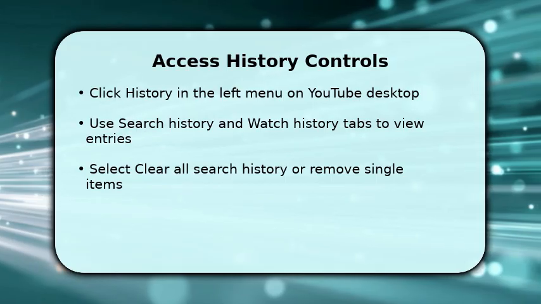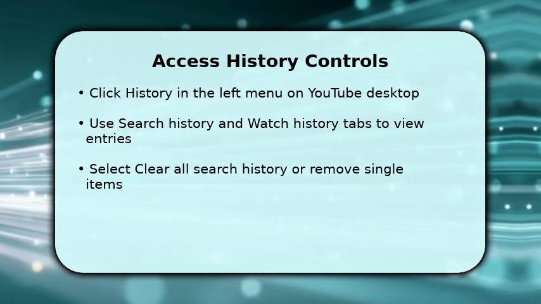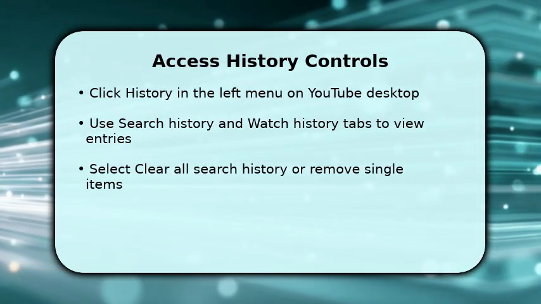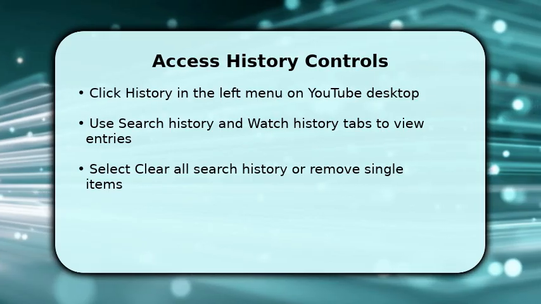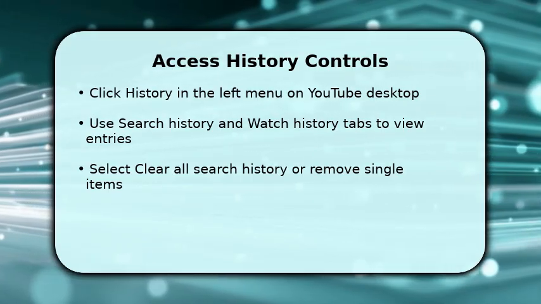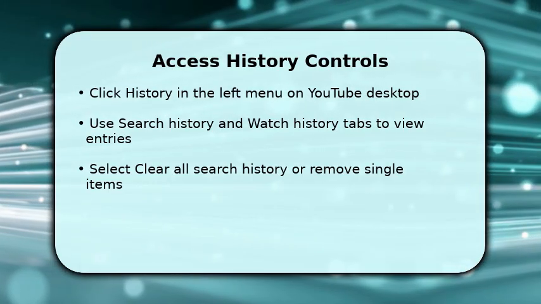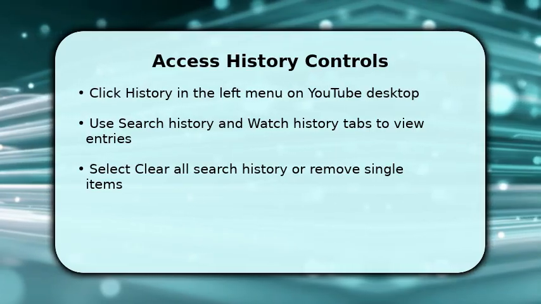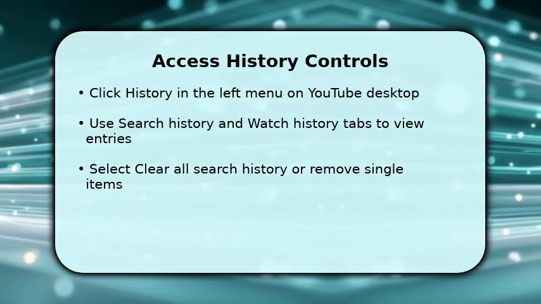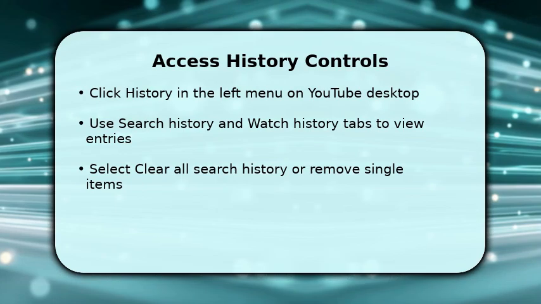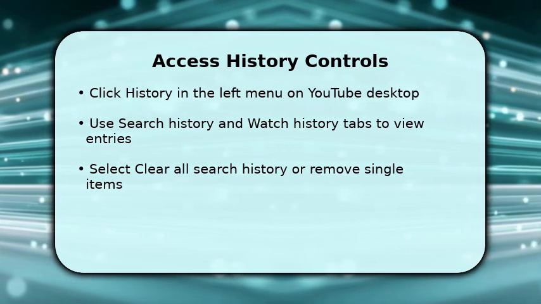This area separates search history from watch history. In the Search History tab, you'll see individual queries and a Clear All Search History button. Use Clear All to remove everything at once, or click the three-dot icon next to any entry to delete single searches. Make sure to wait until the page finishes updating so deletions register. If you use multiple browsers or devices, repeat here for each one.